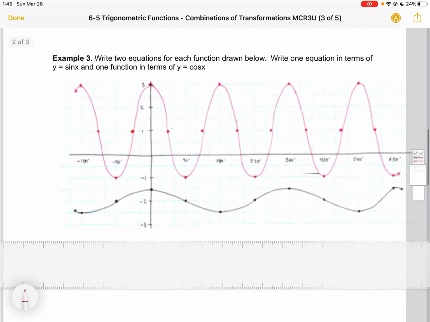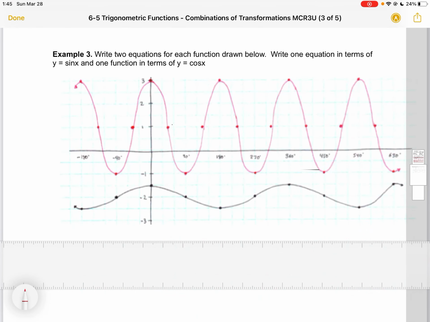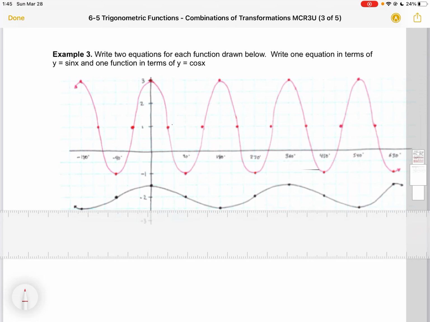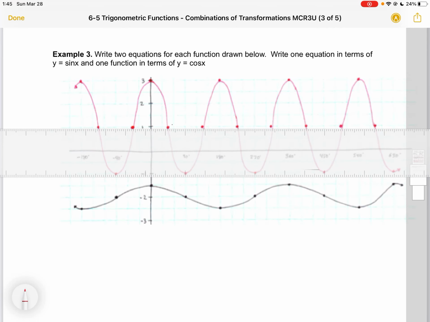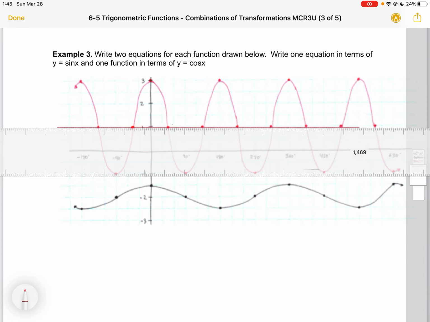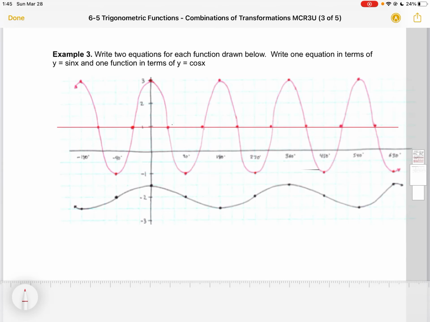The last thing that you should be able to do is to be able to write equations for the function drawn below. Okay, so in order to do that, we need to figure out what each of the parameters are. Let's look at this first one here. What I'm going to notice is that this is my axis of the curve for the red one. So let's call this graph 1.